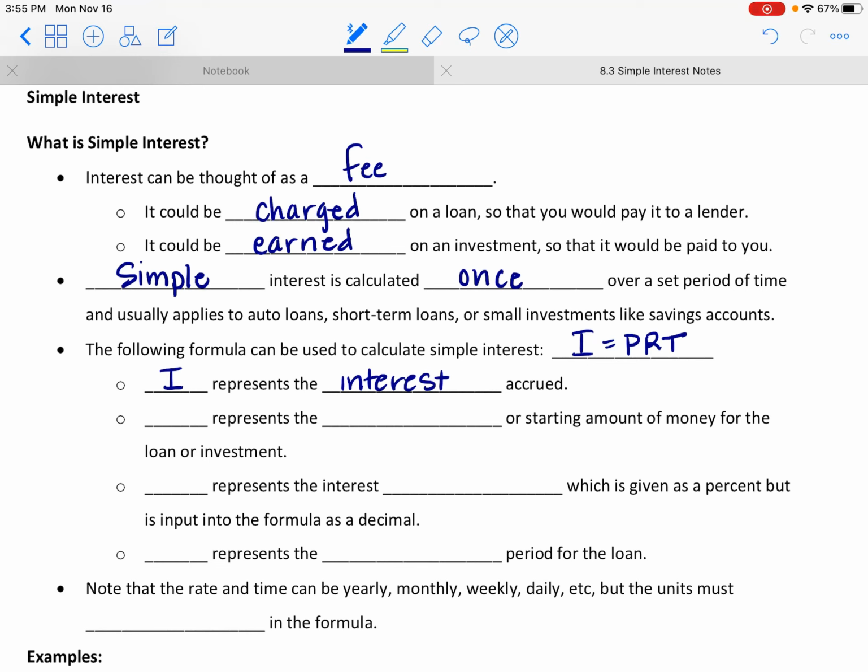Now I use the word accrued there, so I represents the interest that is accrued. The accrued interest, the word accrued takes the place of the word charged or earned, so I could have put charged or earned there, but accrued just means it could be charged on a loan or earned on an investment. So it's the interest fee itself that you're either being charged or you are earning. So the accrued word takes away the positive or negative aspect of the other words. Okay, it's just here's your fee.